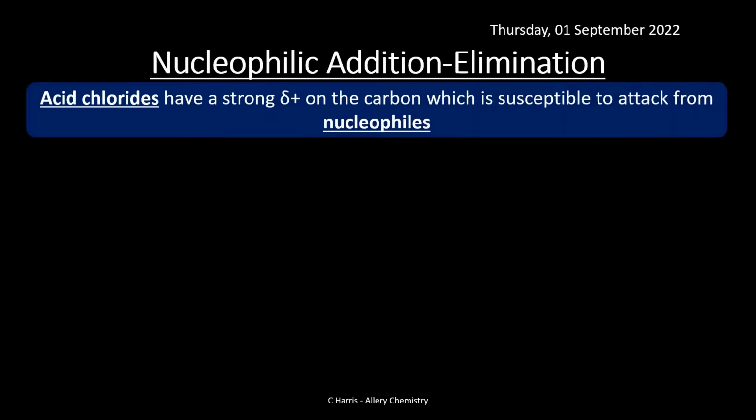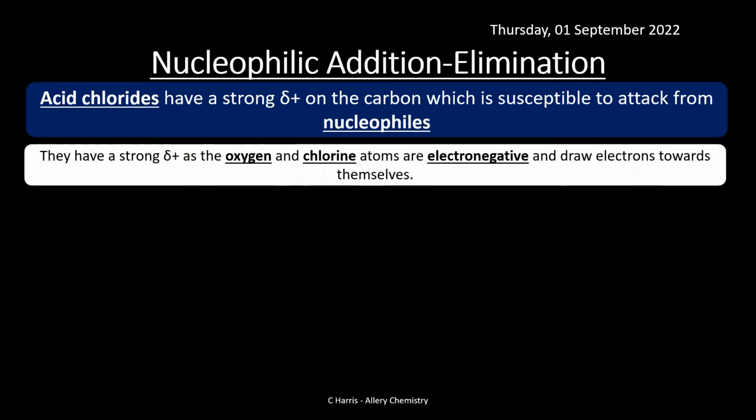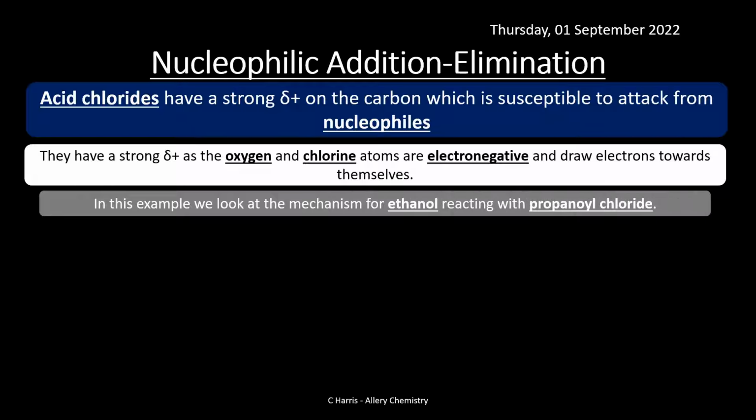So acid chlorides, like I say, are really aggressive chemicals. They are really reactive with many other different chemicals. And the reason for that is they have such a strong delta positive on that carbon, and it is susceptible to attack from nucleophiles. So that strong delta positive exists because you have your oxygen and your chlorine atom there. Both of these elements are incredibly electronegative, and they pull the electrons away from the carbon in the middle, and it basically strips it of any localized electrons within the carbon. So for that reason, it's going to react pretty readily.